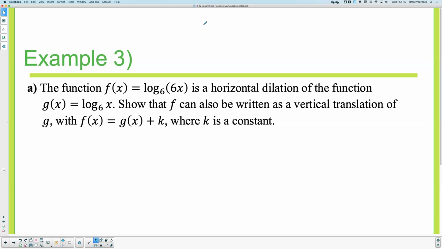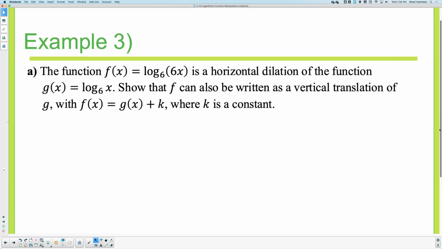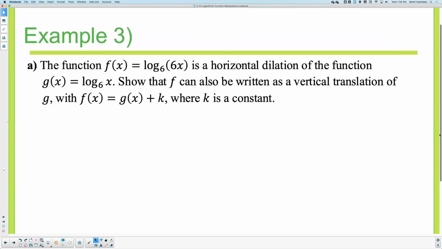All right, now let's take a look at example 3. It says here the function f of x is equal to log 6 of 6x is a horizontal dilation of the function g of x equals log 6x. Show that function f can also be written as a vertical translation of g, with f of x equaling g of x plus k, where k is constant.